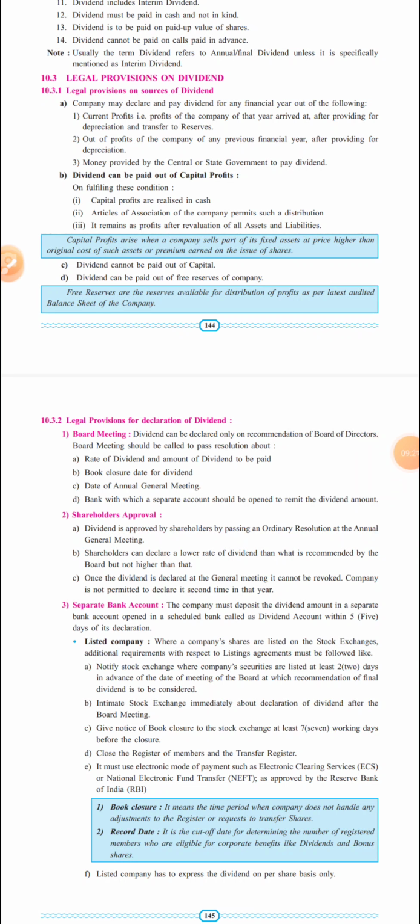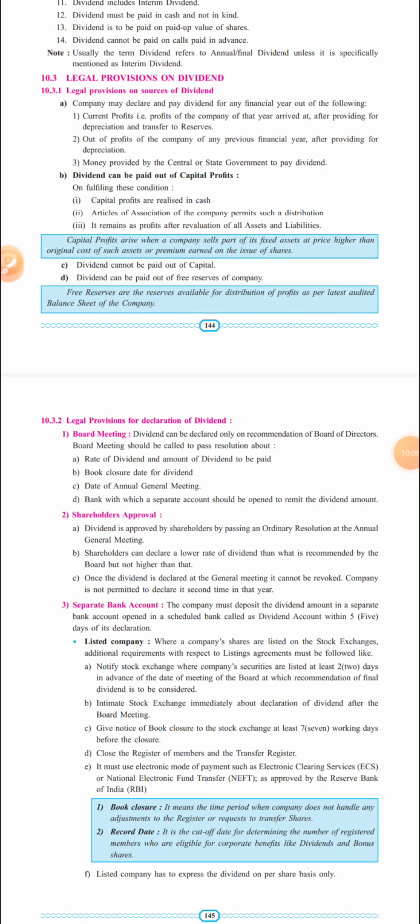Next point, legal provisions for declaration of dividend. Board meeting. Dividend can be declared only on, as we discussed in yesterday's lecture, the amount and rate of dividend recommended by the board of directors. For that purpose, the board of directors first conducts a board meeting. In the board meeting, they discuss the rate of dividend and recommend it.